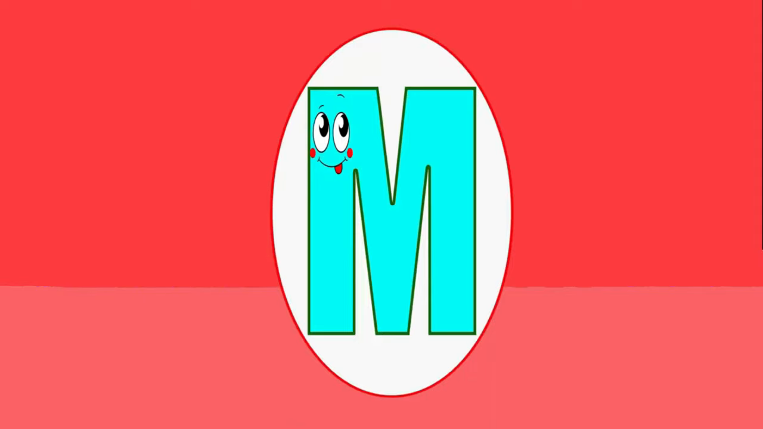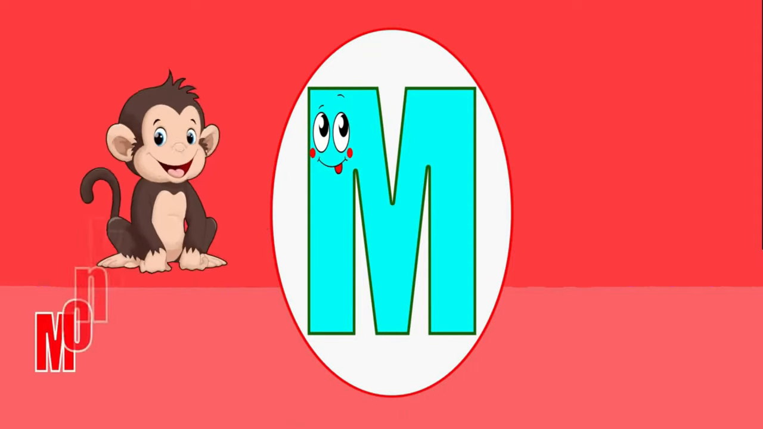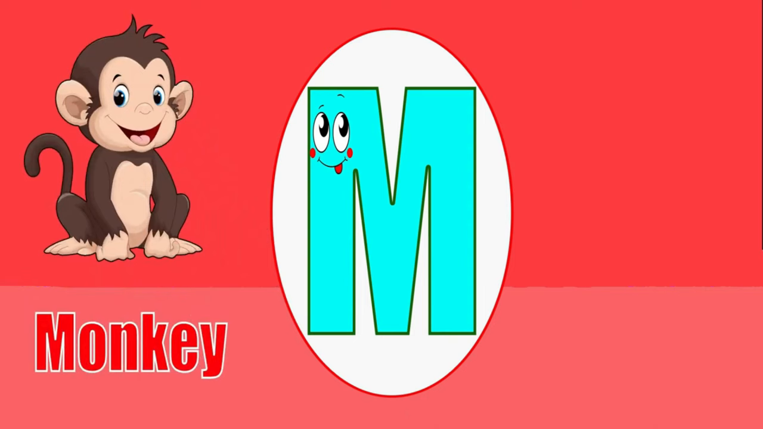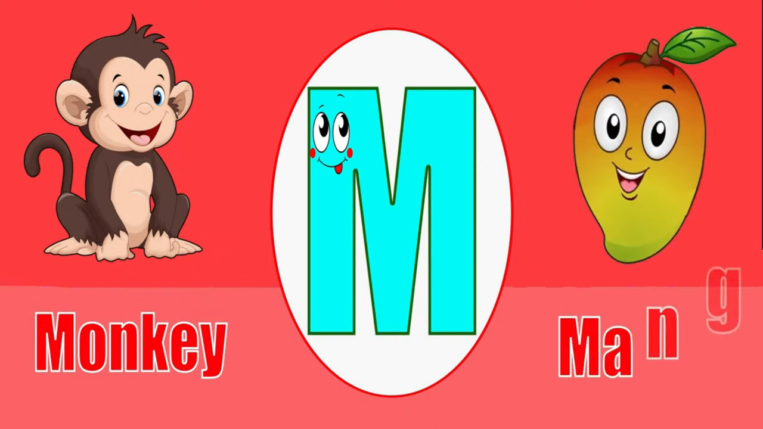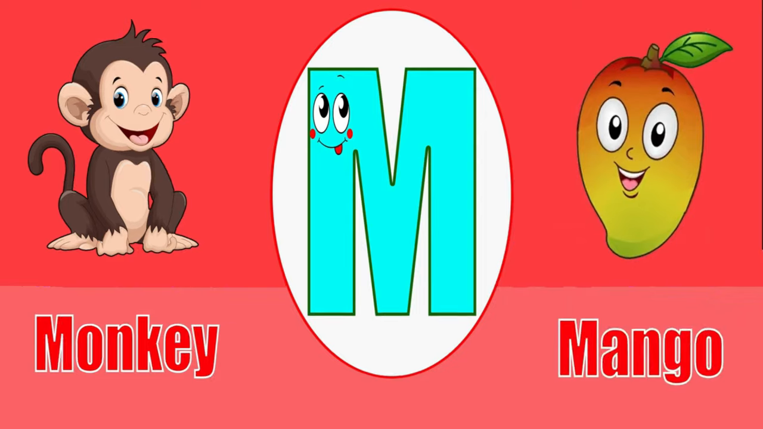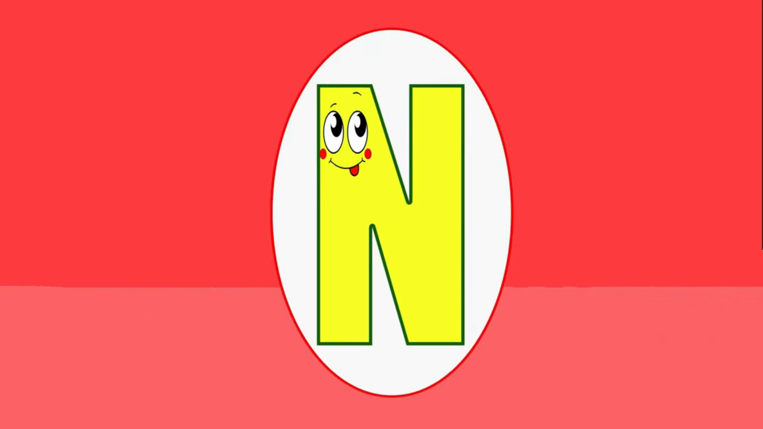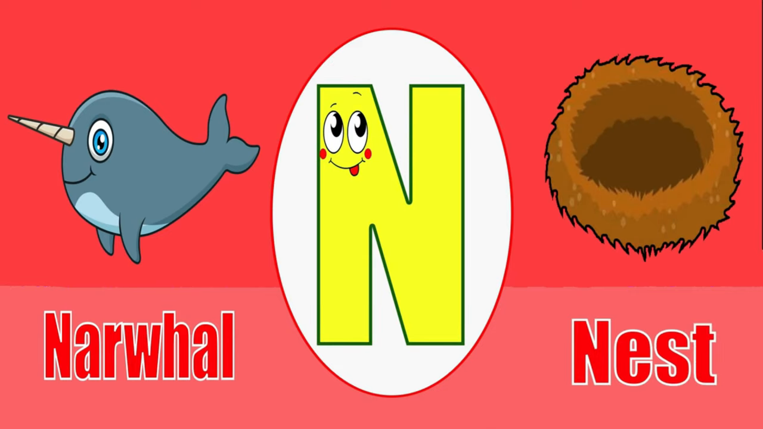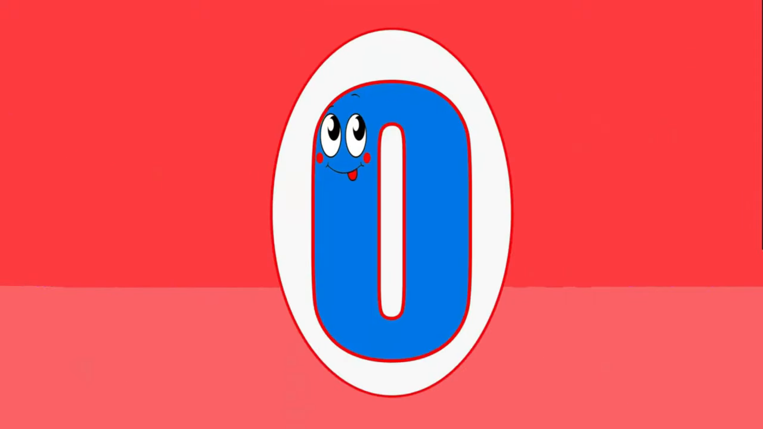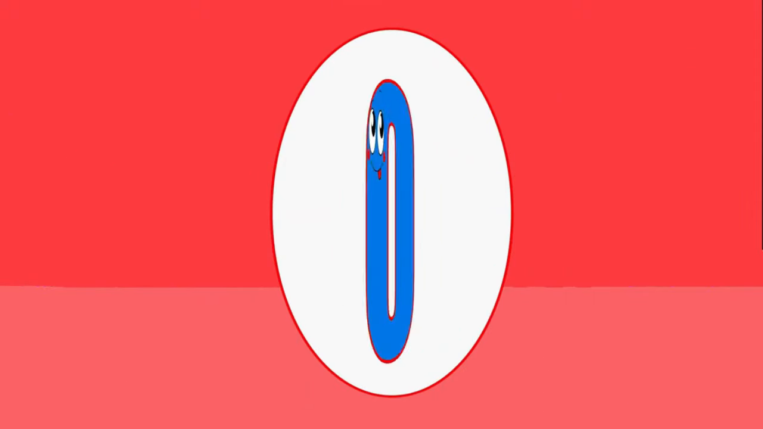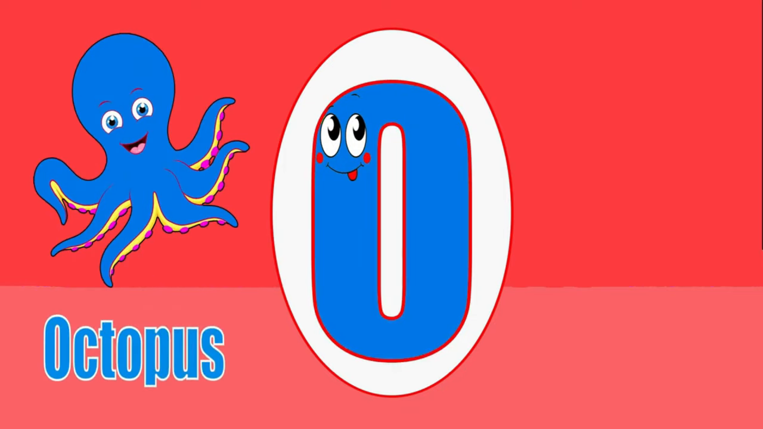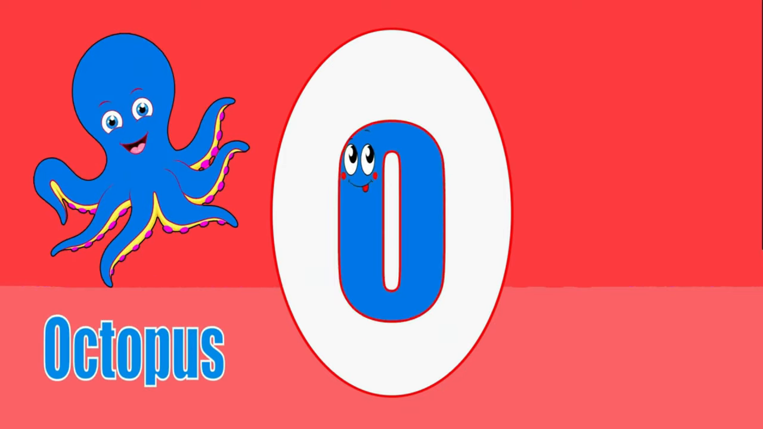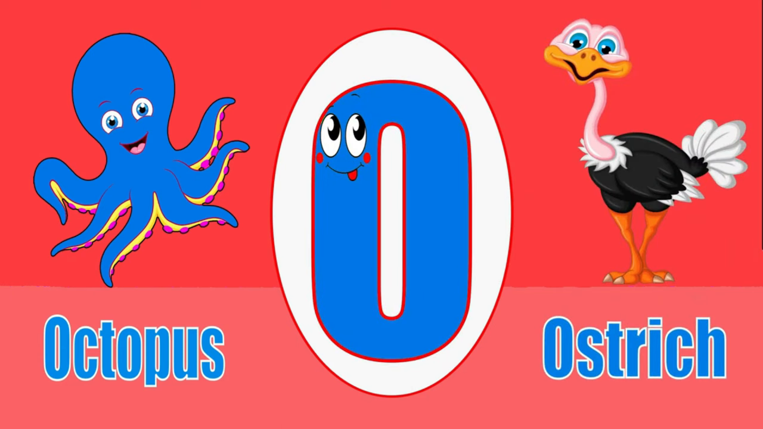M. M is for monkey. M is for mango. M is for marble. N is for nest. O. O is for octopus. O is for ostrich.